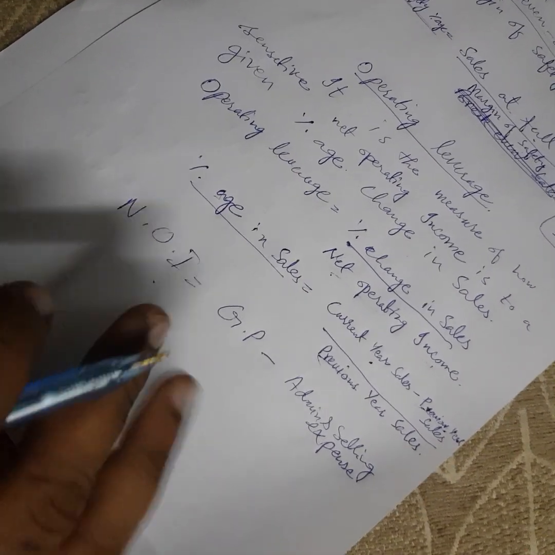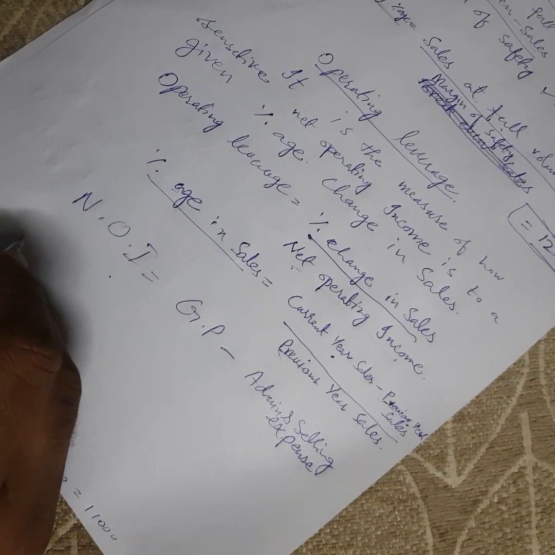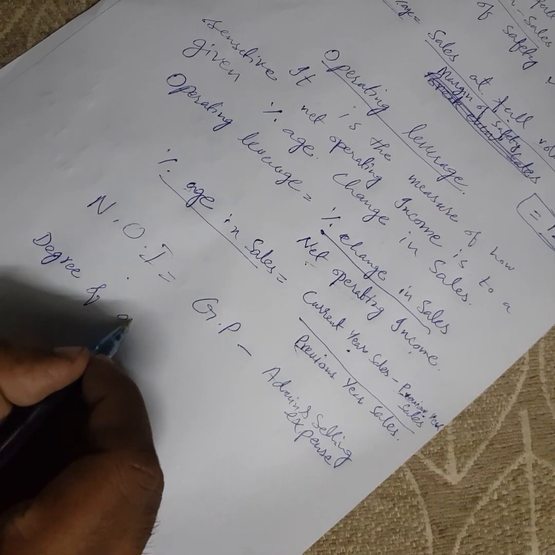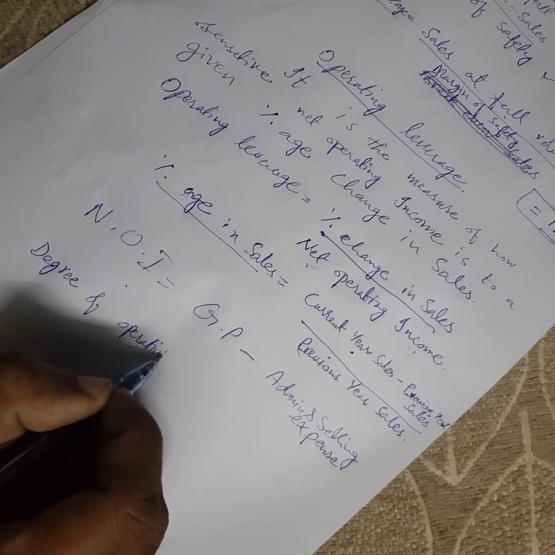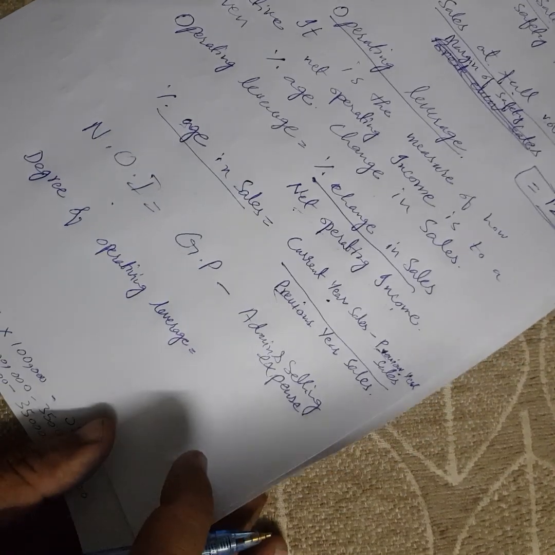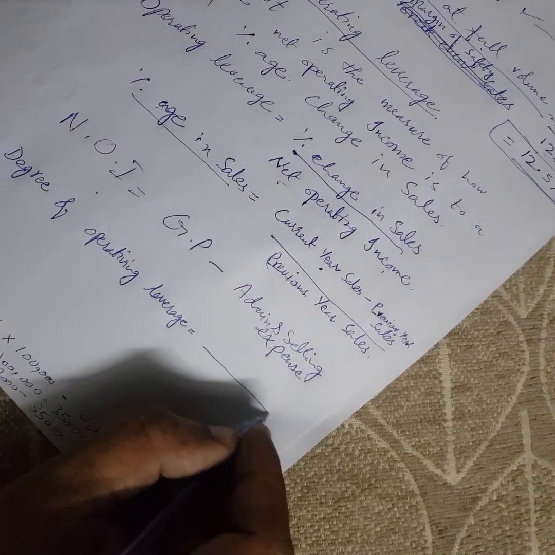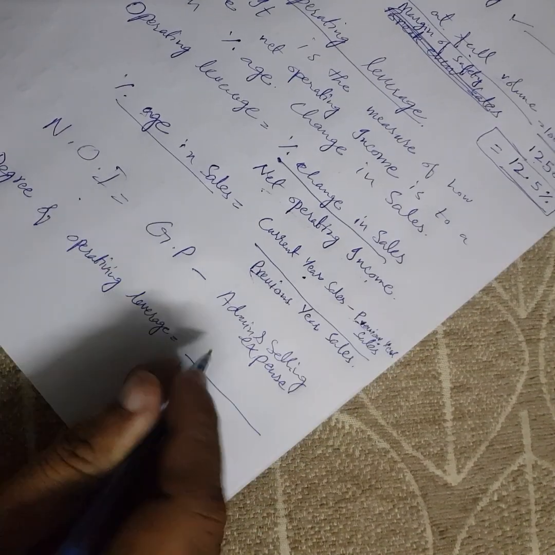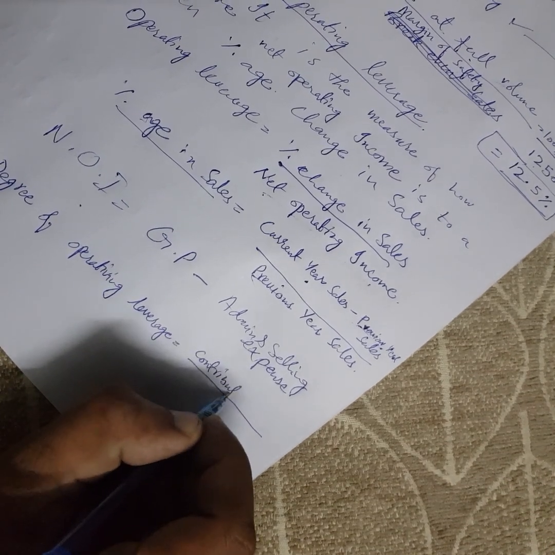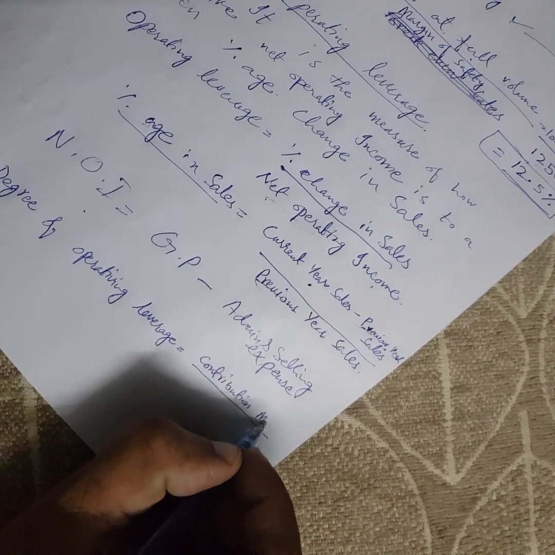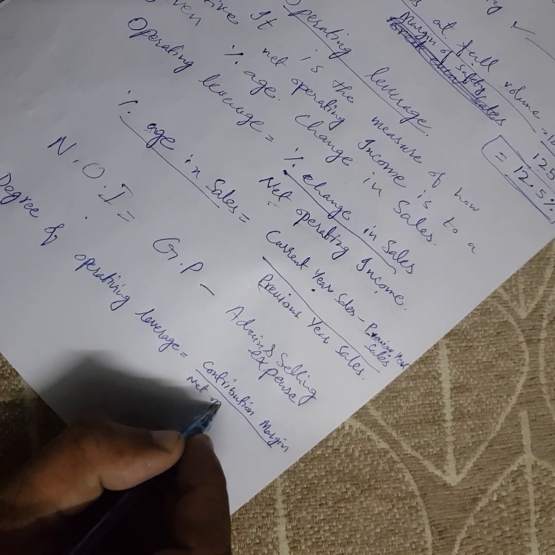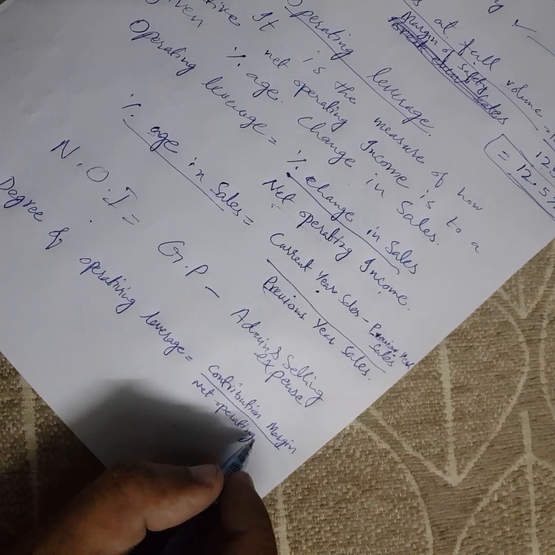Last topic of the lecture, that is degree of operating leverage. That will be equal to, I'm going to sum up the chapter, contribution margin to net operating income.